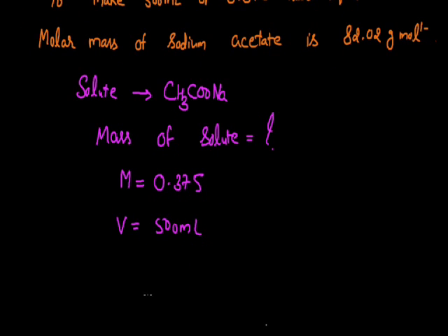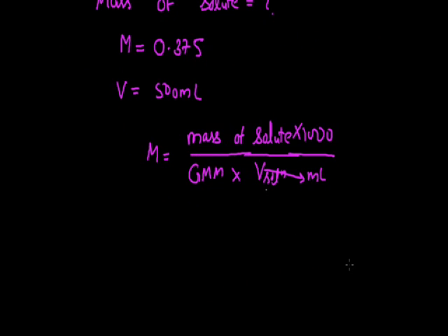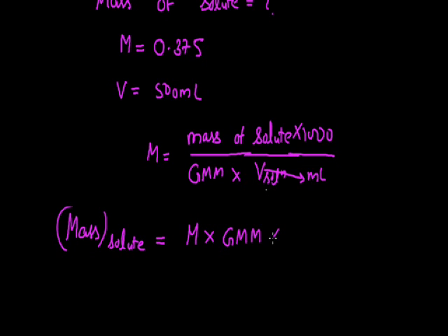As we know, molarity has the formula: it equals mass of solute divided by gram molecular mass, and we need to multiply this with the volume of solution. If it is in ml, we need to divide by 1000. So now by putting the value of all the known quantities, we can calculate the mass of solute. The mass of solute will be equal to molarity multiplied by gram molecular mass multiplied by the volume of solution, divided by 1000 if the volume is given in ml.